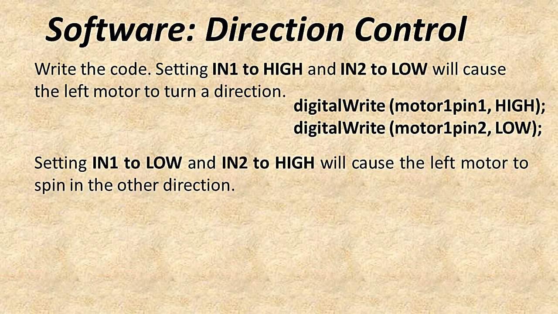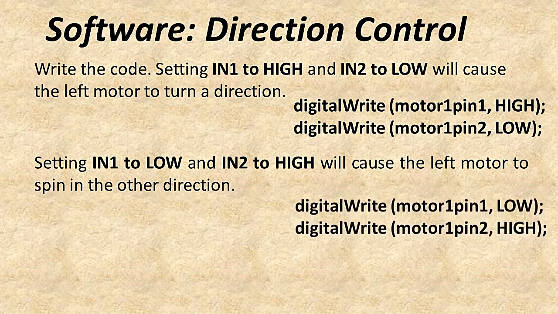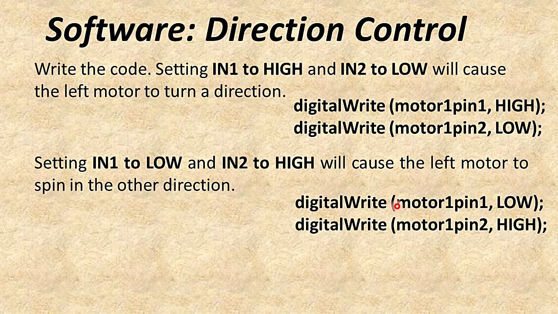Setting IN1 to low and IN2 to high will cause the left motor to spin in the other direction. digitalWrite motor1pin1 LOW, digitalWrite motor1pin2 HIGH. You may notice the difference. Motor1pin1 earlier was high and now motor1pin1 is low. So this will make the motor run in the opposite direction. The same applies to IN3 and IN4.